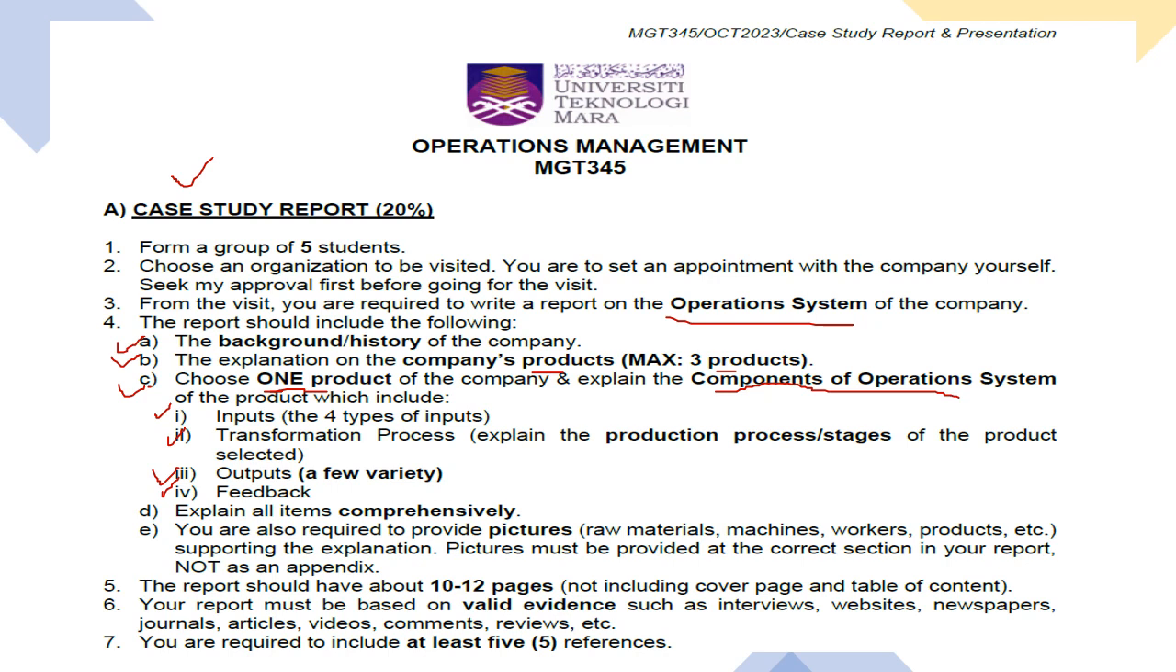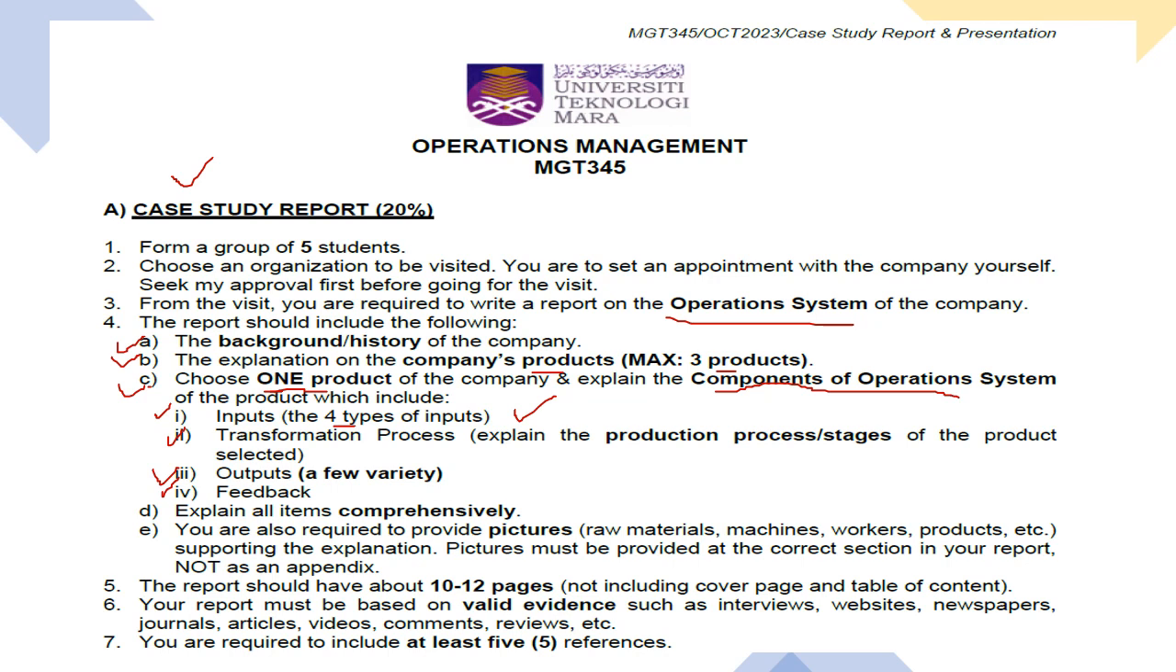Okay, and then what should you explain for the components of operation system? First is to explain the inputs. Inputs needed to produce the product that you selected. So let's say you choose shoes, not bag and not shirt, you choose shoes. So identify what are the inputs needed in order to produce shoes. And remember, we cover in chapter 1 the 4 types of input. So please explain these 4 types of input needed to produce the shoes.